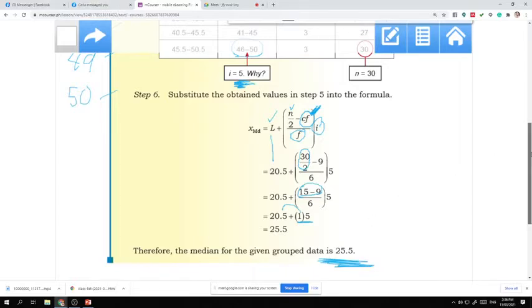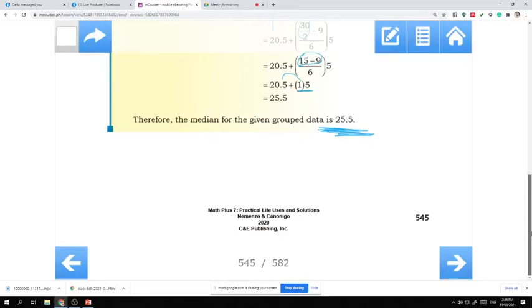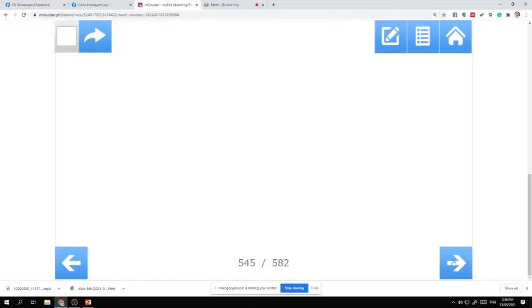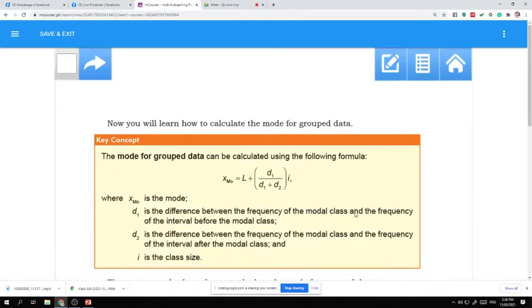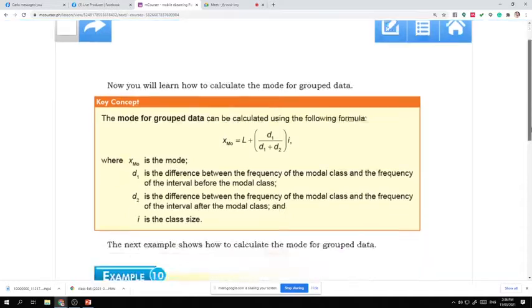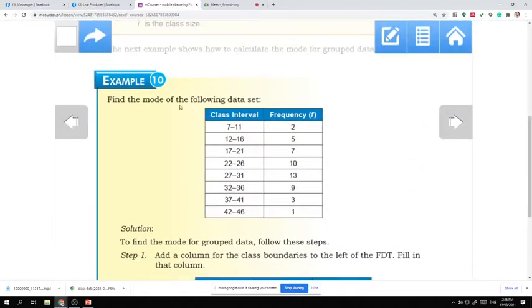Okay, now let's continue with the mode. The mode formula will be this one. Look at the mode formula. The mode formula is this for grouped data again. L is simply, what is L? The lower boundary of the modal class. Sir, what is the modal class? It's the one with the highest frequency. So where is the highest frequency here?